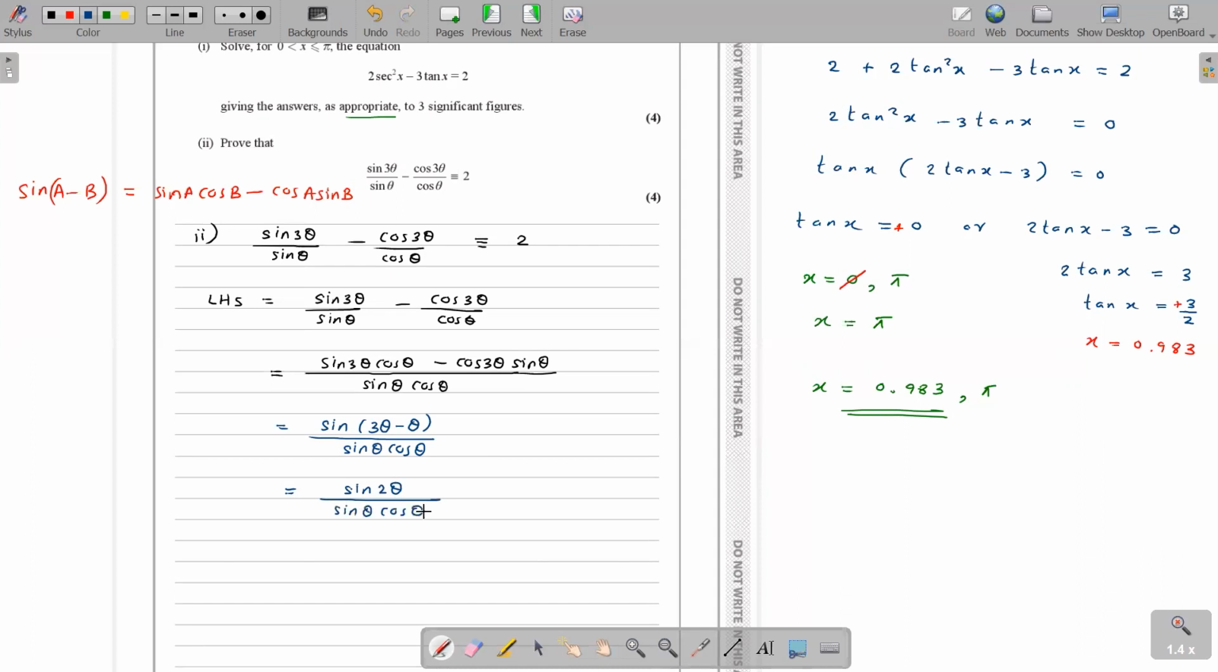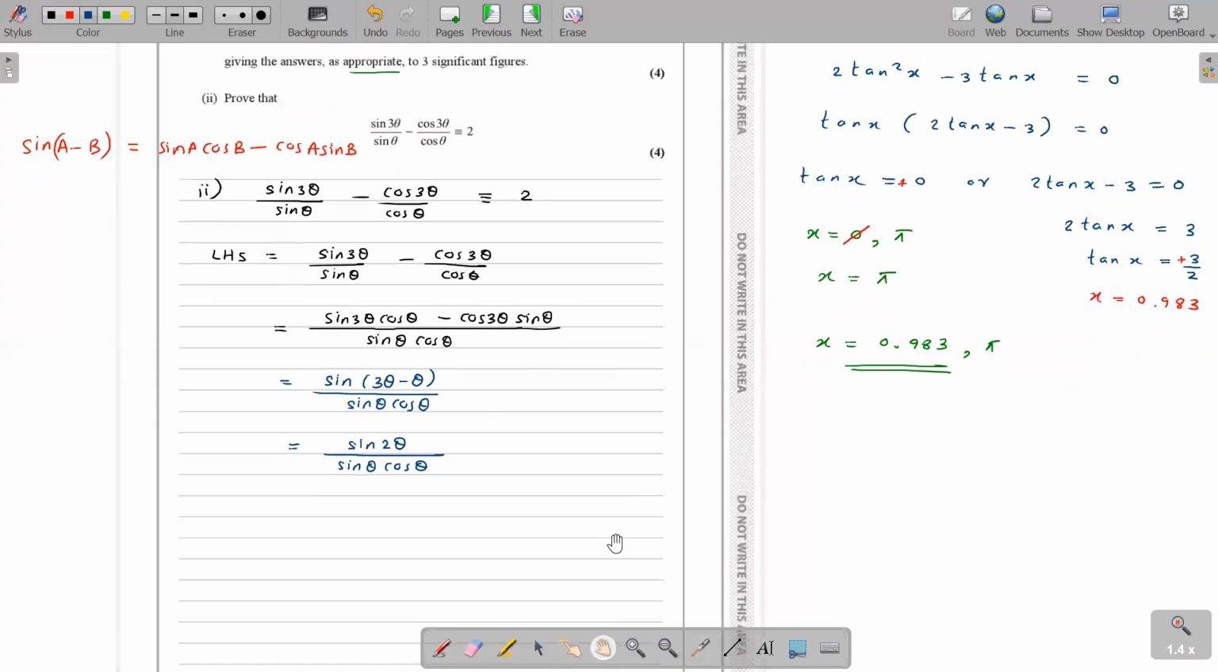Now, the thing is, we need to get an answer where there are no theta terms. Everything is supposed to cancel out. So how do I fix that over here? We know the double angle of sine 2 theta is what? 2 sine theta cos theta. So let's input the value here. Sine 2 theta is 2 sine theta cos theta over sine theta cos theta. So what happens here? You can see the sine to sine cancels, cos to cos cancels, and your final answer simply becomes what? 2. So this is the show that. So we got the identity.